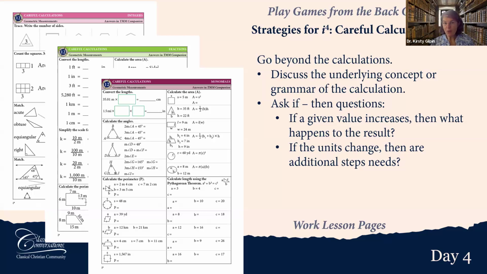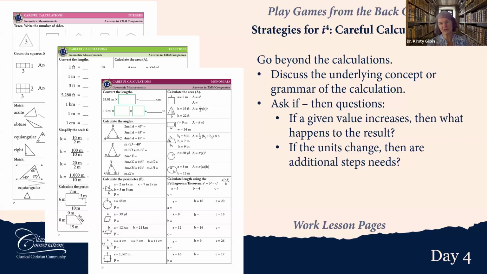All right, so day 4 brings us to careful calculations. One way that you could use your careful calculations is to go beyond just the calculation and ask your student to look at the page and say, well, what do you need to know, right? What is this calculation about? If you look at most of these pages, I don't really need to know where they came from. The formula is there, but I'm just substituting in. And so I maybe don't need to know what the formula is even about.